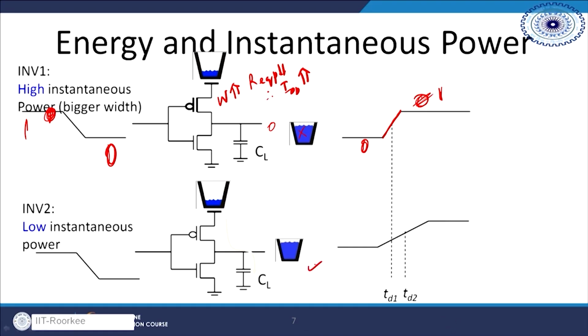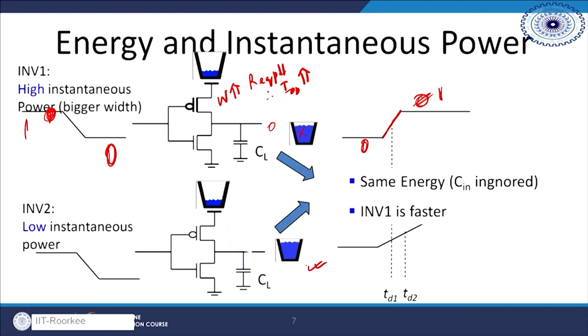The same concept applies here also, but the only thing is that here the W by L ratio for the PMOS is smaller. So, this has a bigger width, W by L is larger, and this W by L is smaller. So, W by L 1, let us suppose, and W by L 2. W by L 1 is much larger as compared to W by L 2, primarily meaning that you allow larger currents to flow and charge your CL, and you are able to achieve 1 very fast.